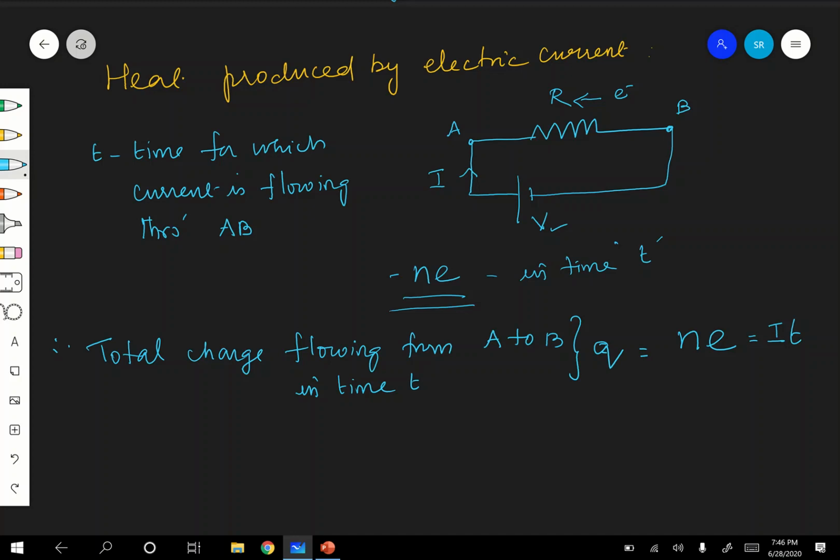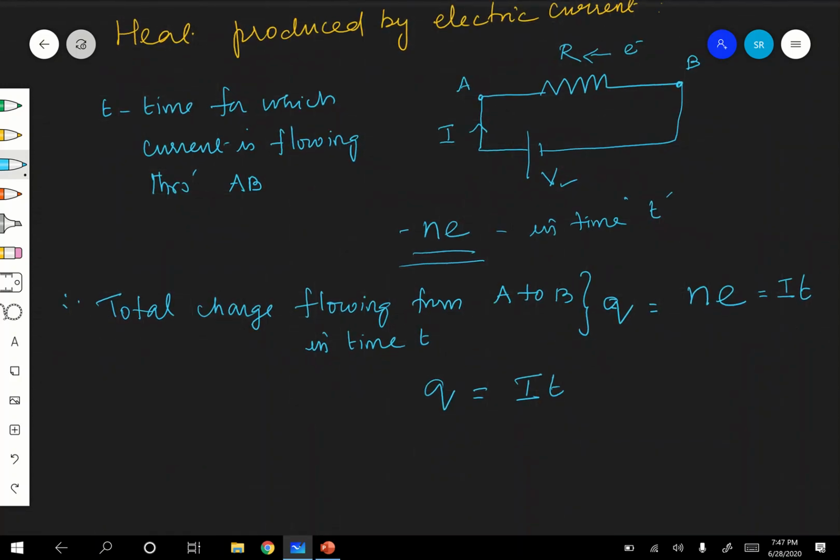I into T. Are you following? Therefore, you can say, why? Because Q is equal to I into T. Q is equal to I into T. This is the charge that is flowing from A to B.